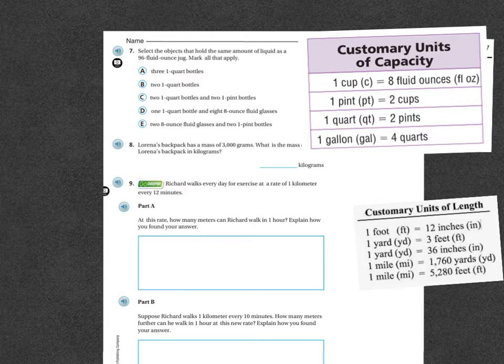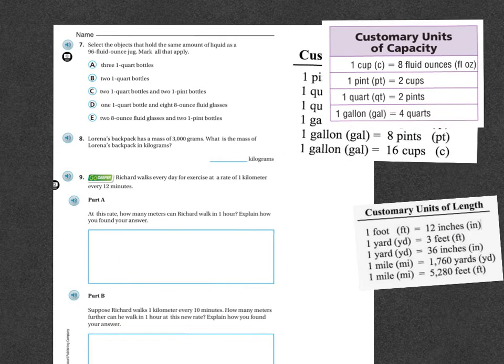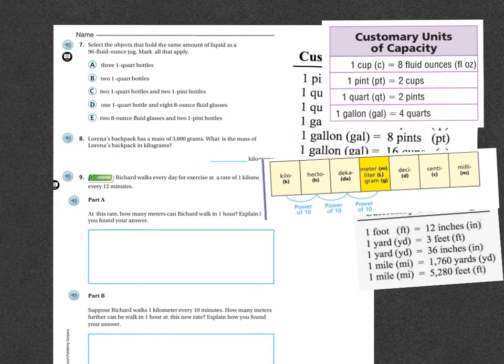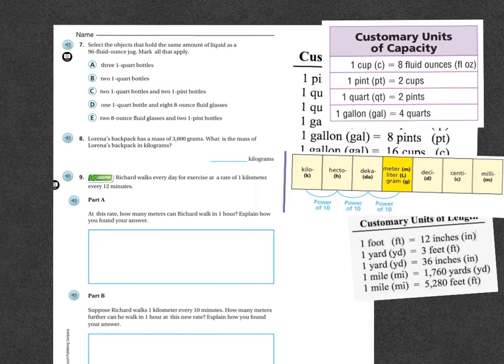Number 8, Lorena's backpack has a mass of 3,000 grams. What is the mass of Lorena's backpack in kilograms? All right, boys and girls, you're going to go ahead and use this chart. You're going to want to see and compare grams to kilograms.